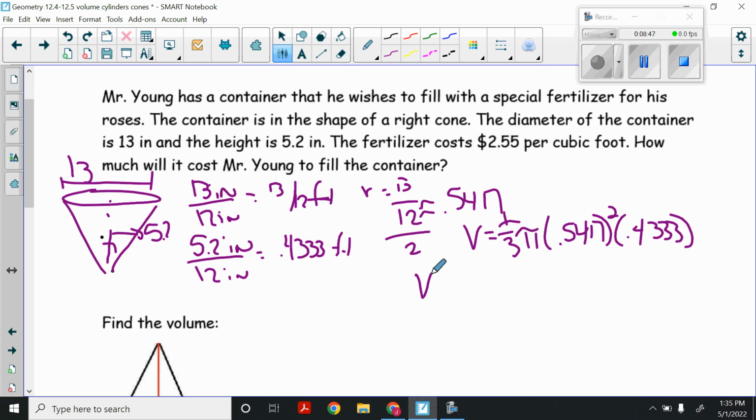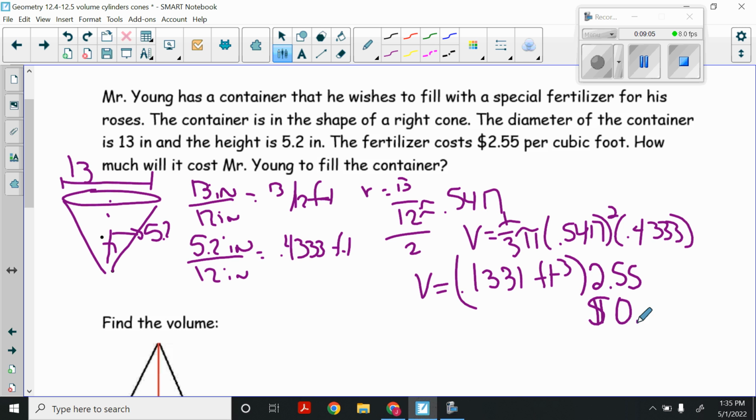So my volume is about 0.1331 cubic feet. It costs $2.55 per cubic foot, so I'm going to multiply that by 2.55. And it will cost Mr. Young about 34 cents to fill his container of special fertilizer for his roses.